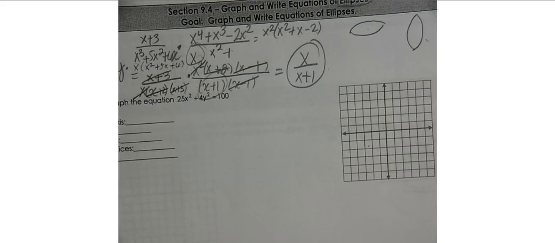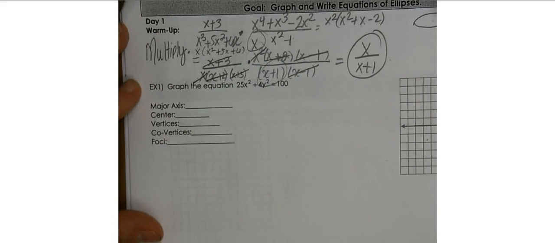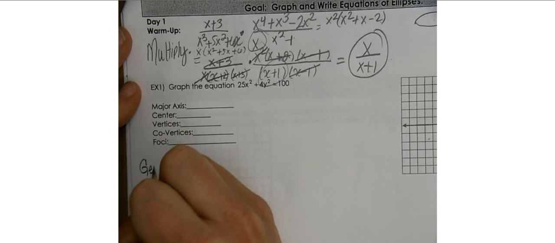Hopefully you did pretty well with that. If you didn't, please feel free to email me or stay after class sometime, and we can certainly talk about how to multiply these types of fractions. So now let's go ahead and talk about the equation of an ellipse. Let's start off by talking about what the general equation looks like.